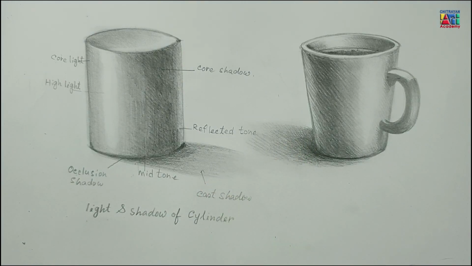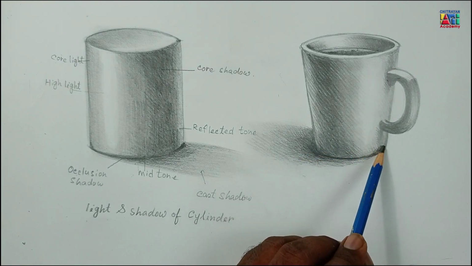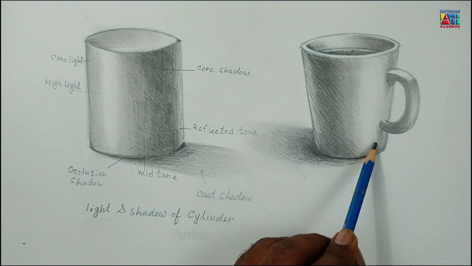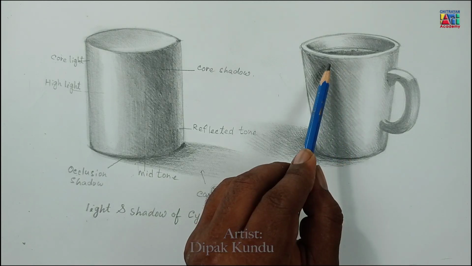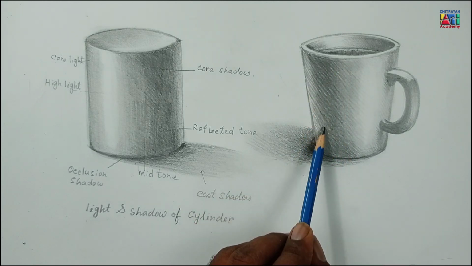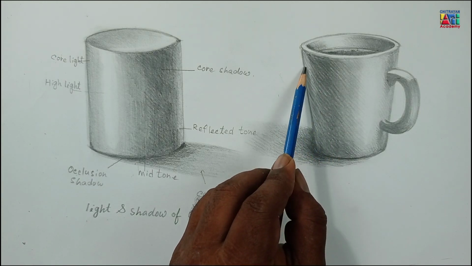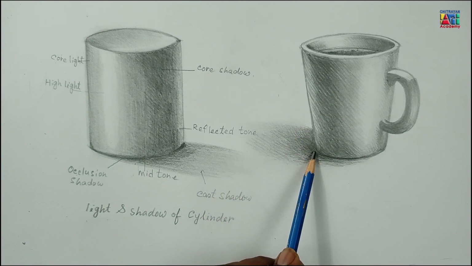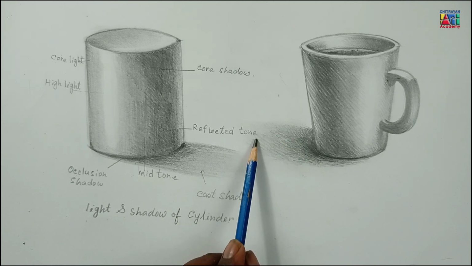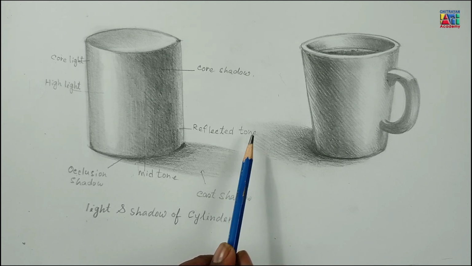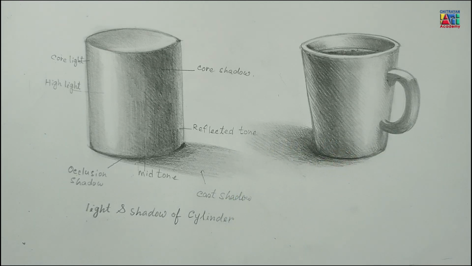Introduce the light and shadow. This is the core light area, and this is the highlight area, and this is the mid-tone area, and this is the core shadow area, and this is the reflected tone, and this is the occlusion shadow, which is darker, then the cast shadow. All this shadow makes a three-dimensional look.